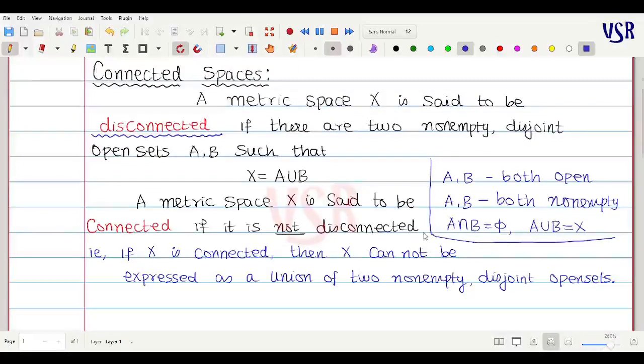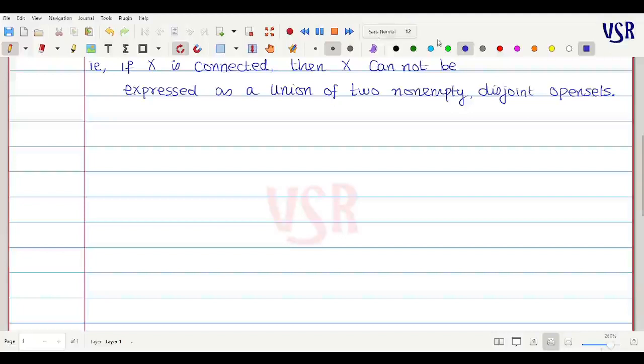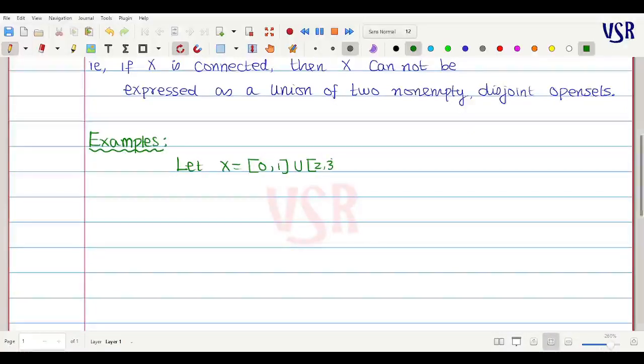Okay, we'll see some examples. Okay, so we'll go for the examples. Number one, let capital X be equal to 0,1 union 2,3. A disconnected set has pieces. This is my 0 to 2.